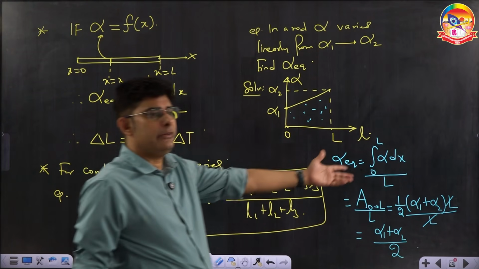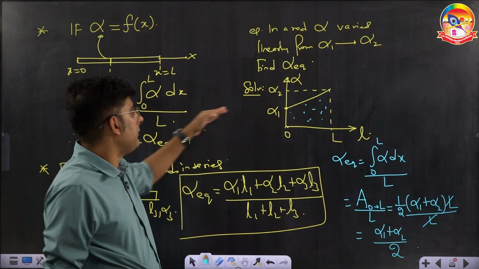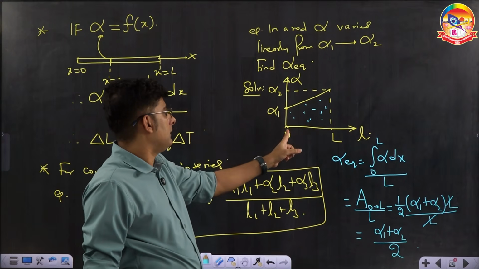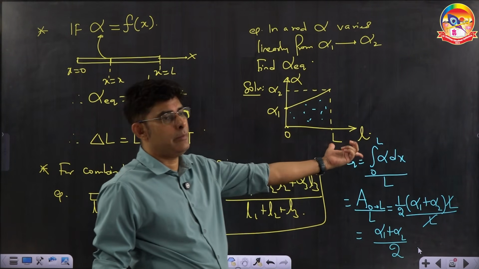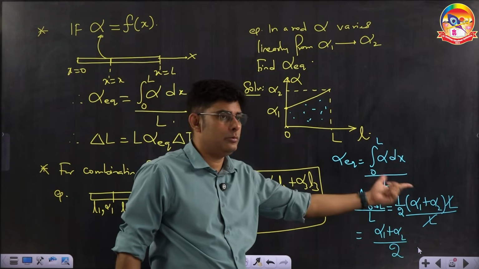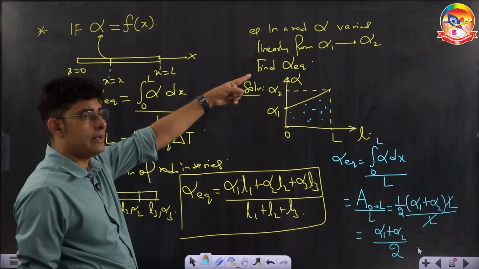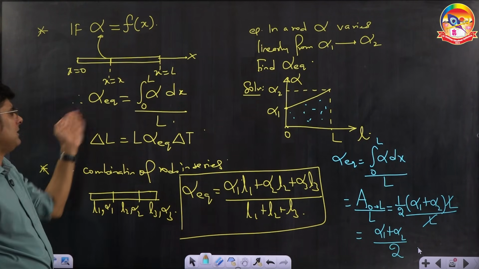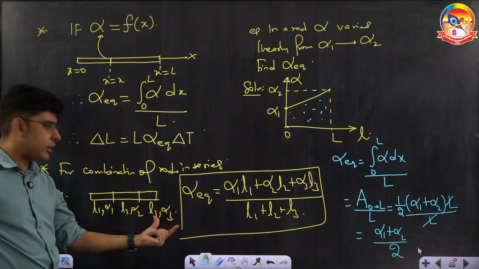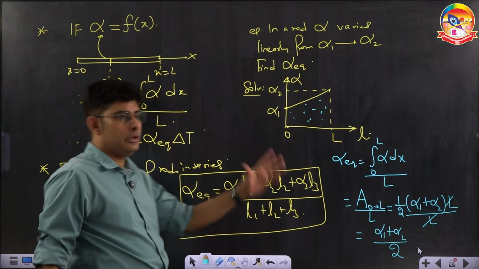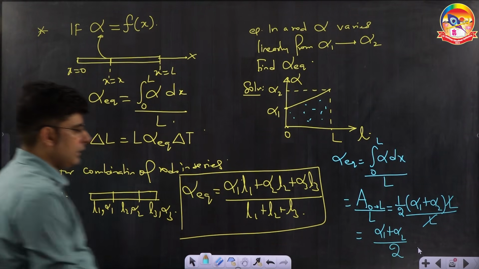Or in general, directly we can remember this as a shortcut, that if anything varies linearly, the equivalent value is nothing but the average of the minimum and maximum values, alpha 1 plus alpha 2 by 2. Directly you can remember this, if anything varies linearly. If non-linear variation is there, you will have to integrate. And if you have a combination of discrete rods like this, you can directly use this formula. Clear? Let's move.